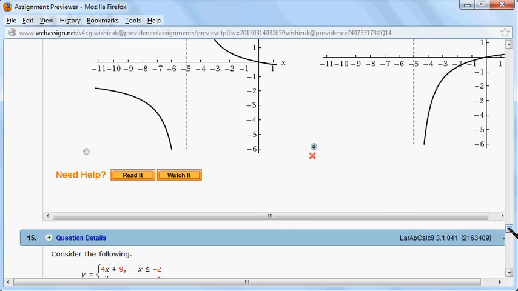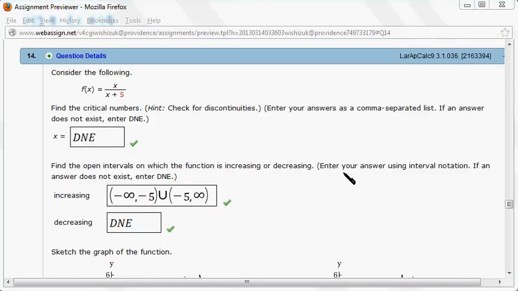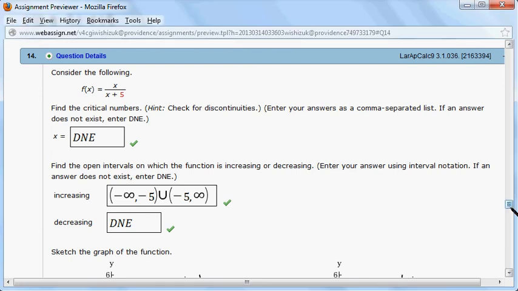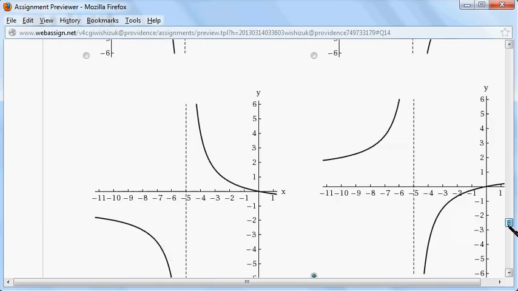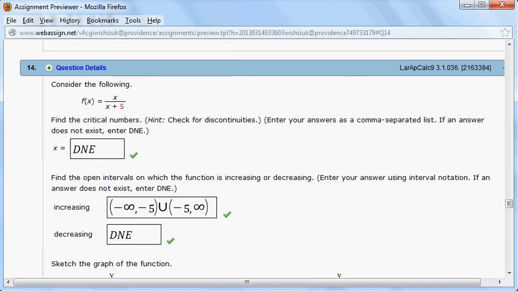So let's check. Okay, it came back. Looks like we got everything correct. All right, that's it. I hope that this was clear.